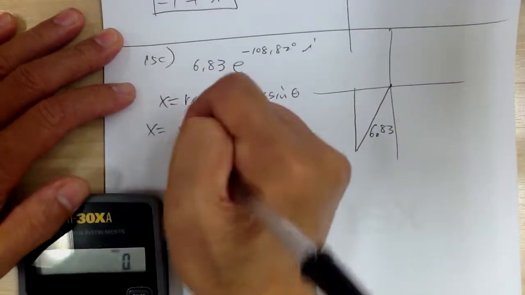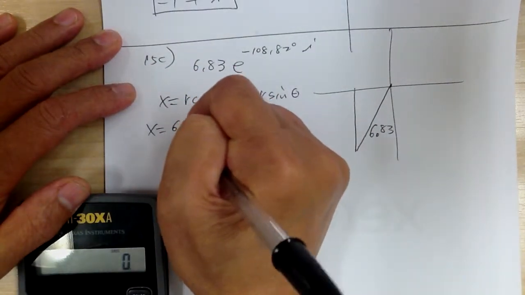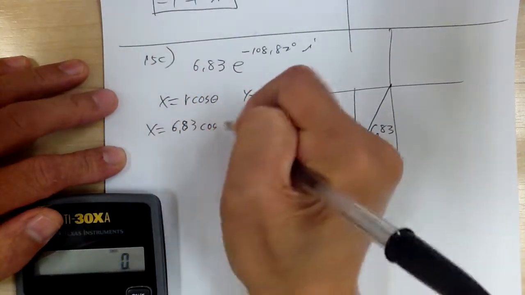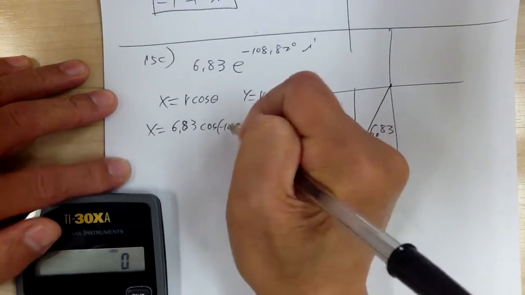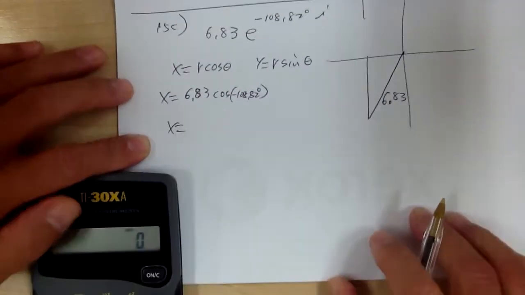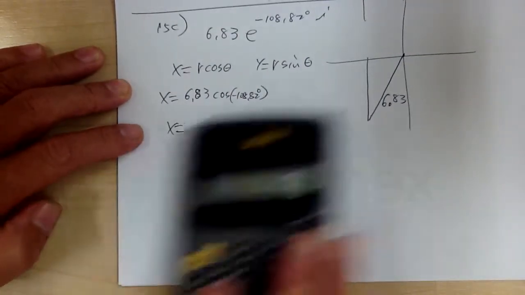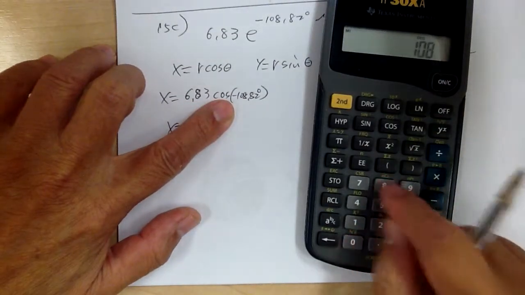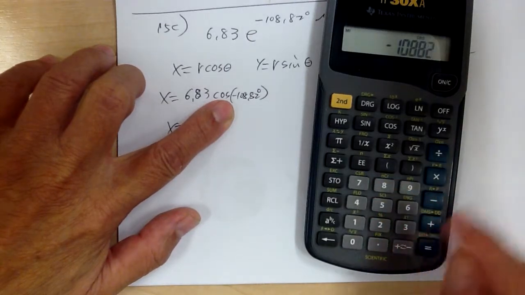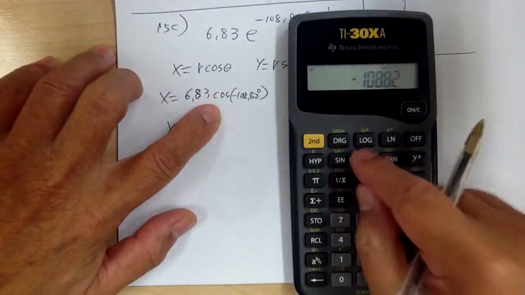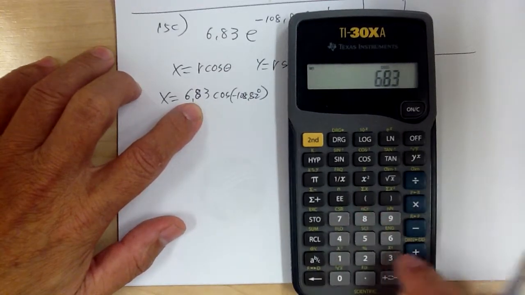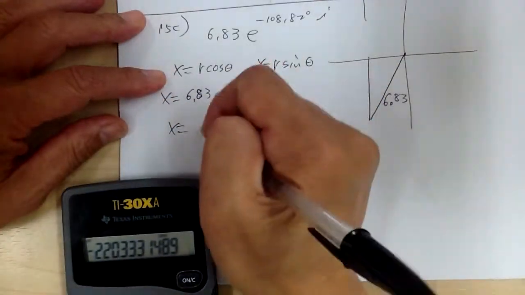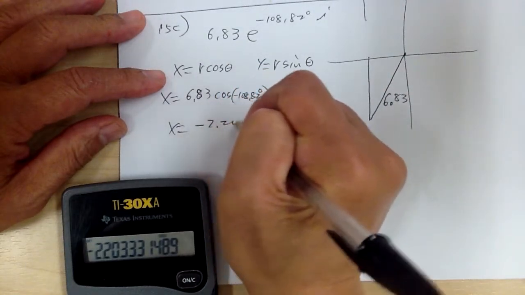Okay, so x equal to 6.83 cosine of negative 108.82 degrees. So just work it out. Negative 108.82 degrees, take cosine of that, times 6.83, equal. So equal to negative 2.20.